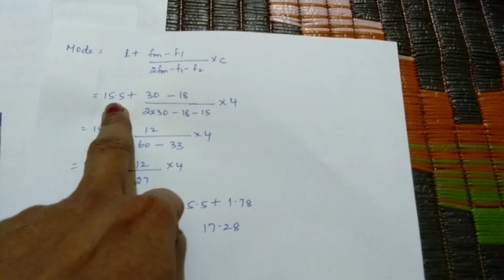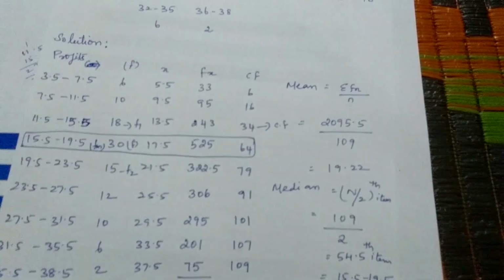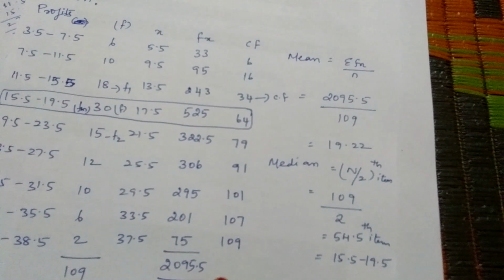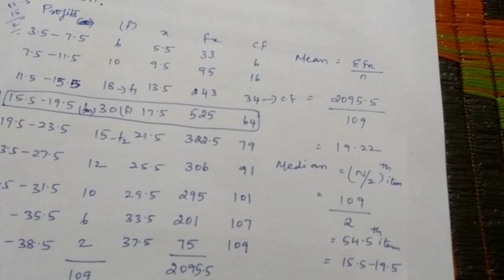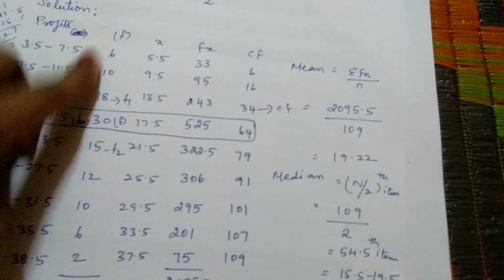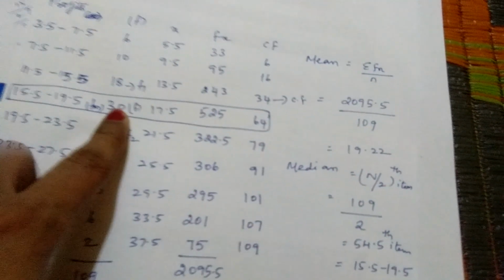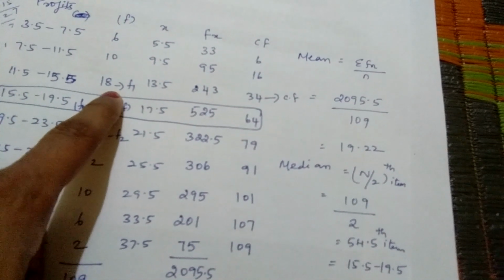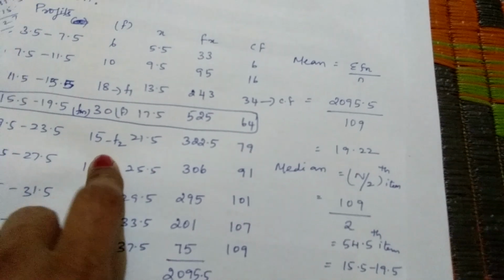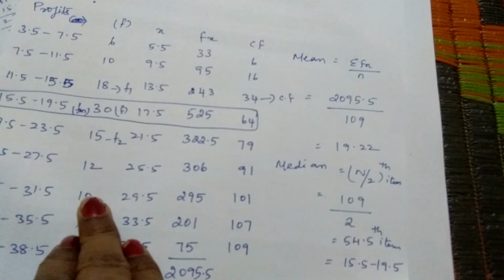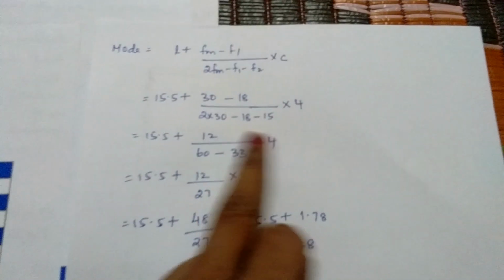The lower limit you already know is 15.5. Fm is what? The highest frequency. So for the highest frequency, you have to look in the frequency, not the cumulative frequency, and see which is the highest. Highest is 30. So above that is F1, 30 is Fm, and below that is F2. So 30 minus 18 divided by 2 into 30 minus 18 minus 15. That is what I have written here, into 4.